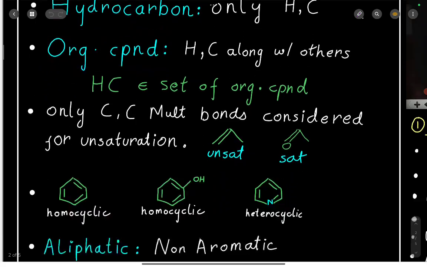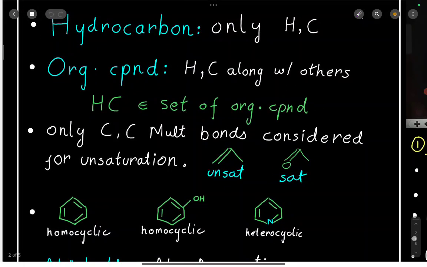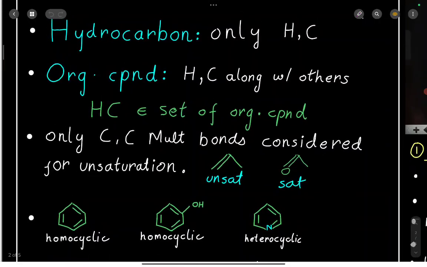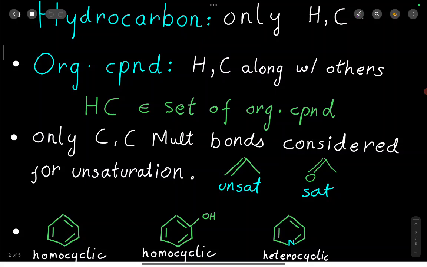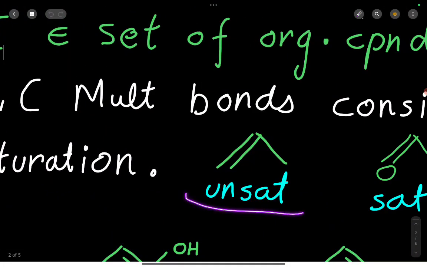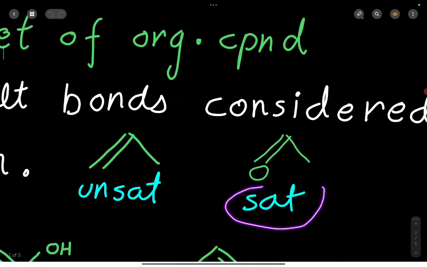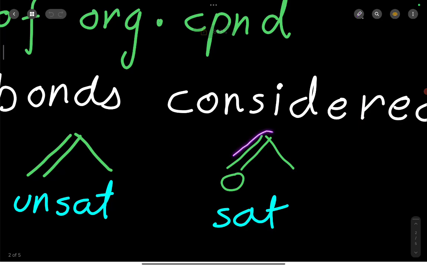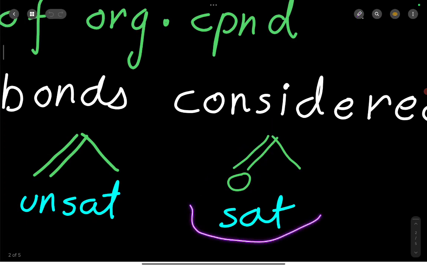Now, if we think about saturation and unsaturation, you must know that alkanes are saturated. Alkenes and alkynes are unsaturated. So, basically, if you see in any compound a carbon-carbon multiple bond, you can call it unsaturated. For example, this is an unsaturated compound because it contains a carbon-carbon multiple bond. But this is a saturated compound because the double bond here is not between carbon and carbon, it's between carbon and oxygen. Hence, we are not considering this an unsaturated compound.